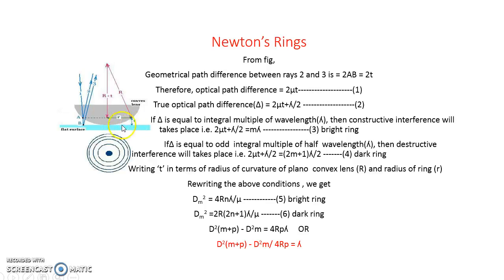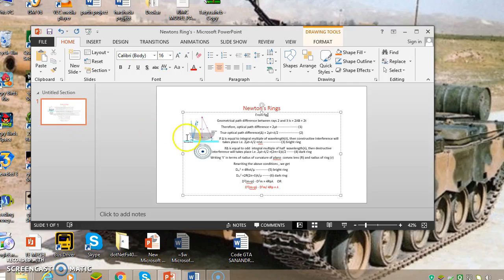For our convenience, we have considered the thickness of this air film at point A equal to T, small t. Then how will the interference take place in such a non-uniform film? For this purpose, let us consider one ray incident on this surface at point A.